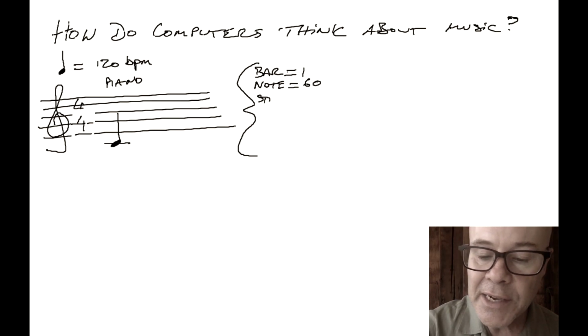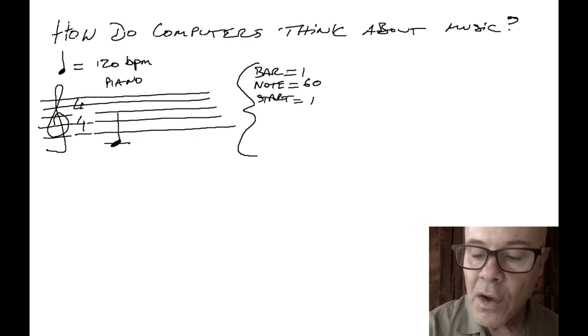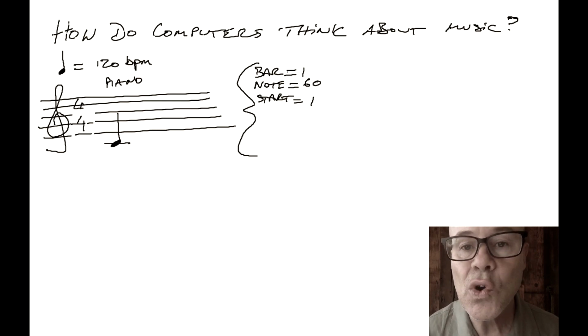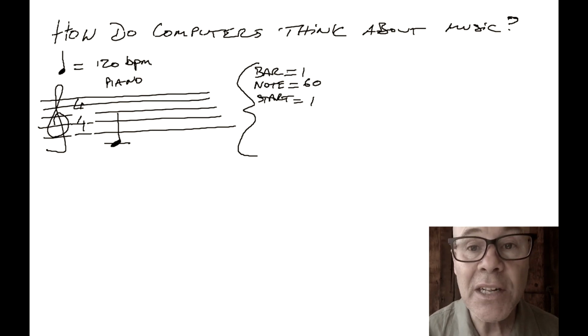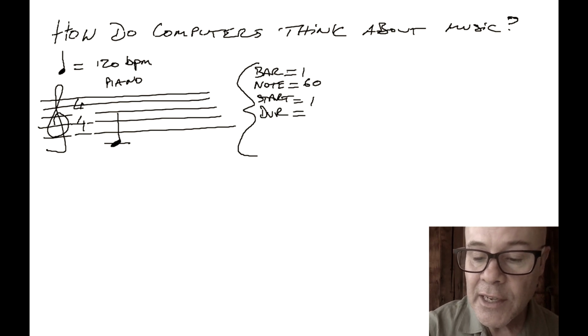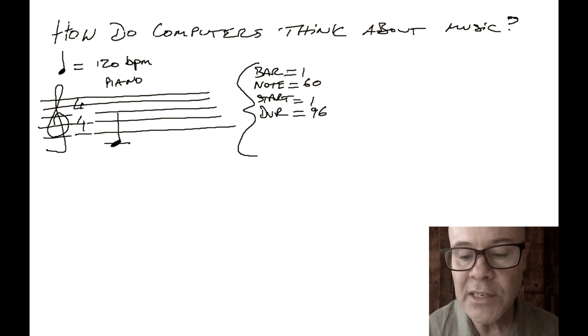It has a start time of 1. MIDI by default breaks down a bar into 4 quarter notes of 96 pulses or ticks each. And therefore the beginning of beat 2 would be a start of 97. The duration of our quarter note is therefore 96 pulses or ticks.